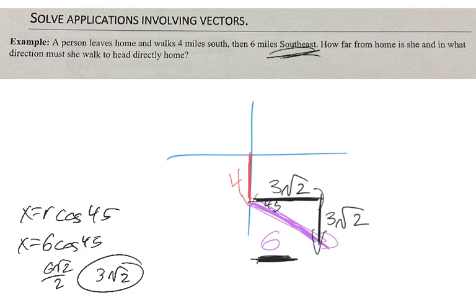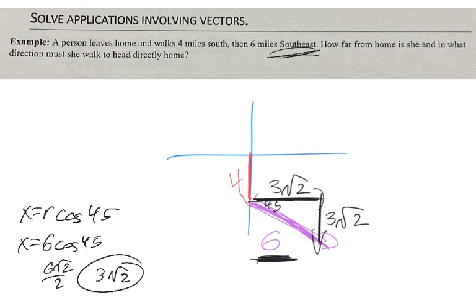Is it okay how I know they're both 3 radical 2? Because it's isosceles. It's a 45, 45, 90. So the legs have to be the same. If you didn't know that, you could do this: y equals r sine theta. Right, but it's going to be the same thing. Let me finish this one real quick and we'll be done.